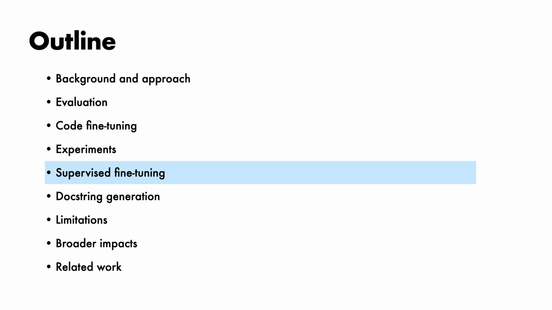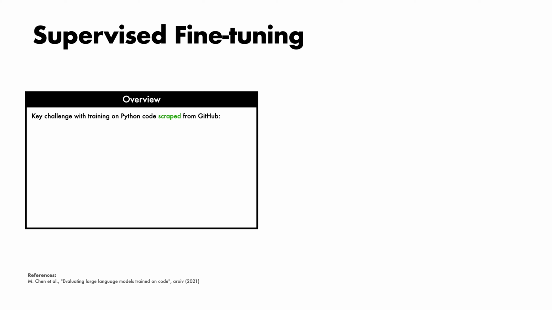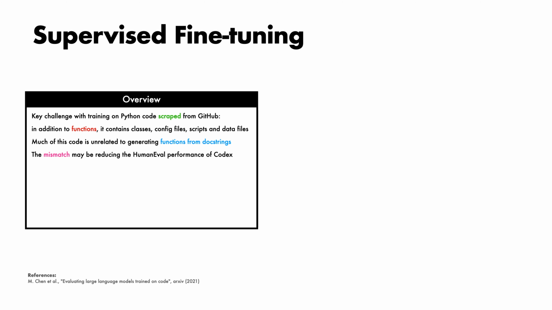We now turn to supervised fine-tuning. One key challenge with training on Python code scraped from GitHub is that in addition to containing standalone functions, this code also contains classes, config files, scripts, and data files. A significant fraction of this code and data is somewhat unrelated to generating functions from docstrings, and the authors suggest that this mismatch may be harming the HumanEval performance of Codex.